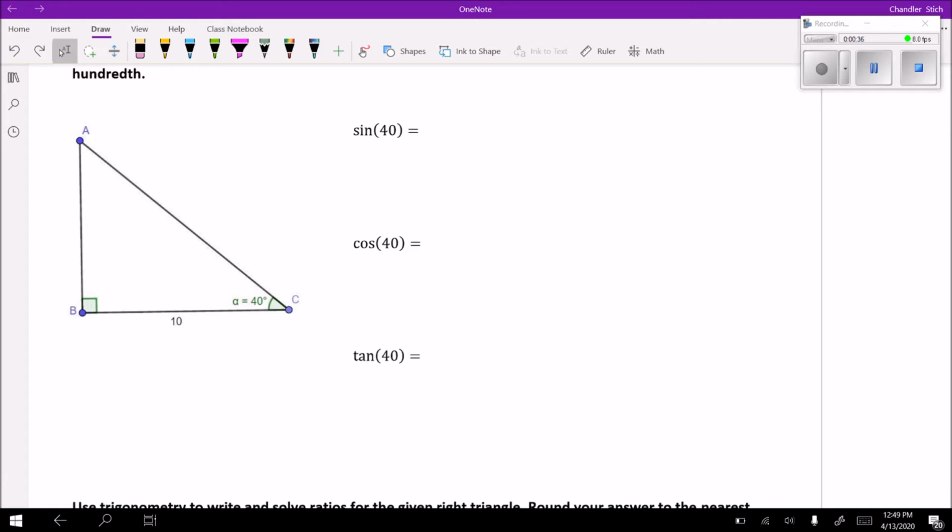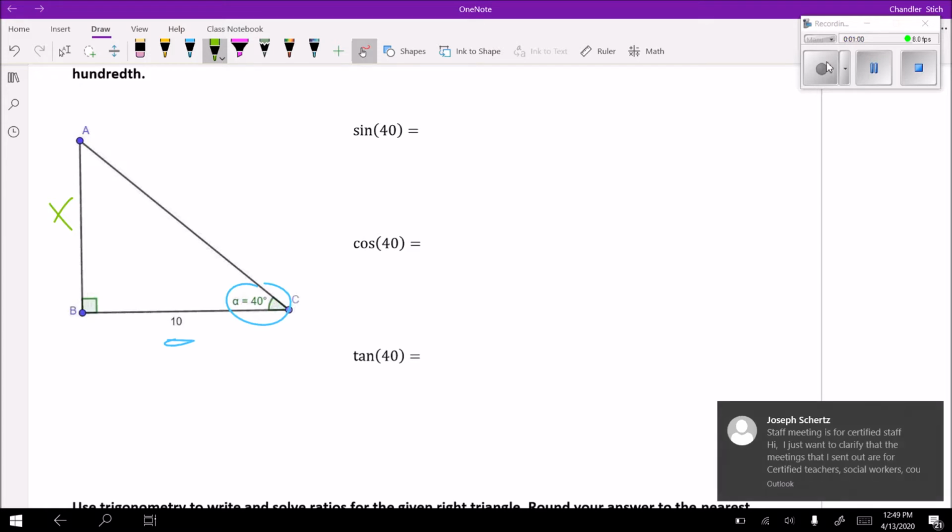What we're given is the 40-degree angle here. I'm also given this 10. Now I don't know what the other two sides are. Like what this is, we'll call it x, or what this is, we'll call it y. So this side will give a name x. I don't know what that is yet.